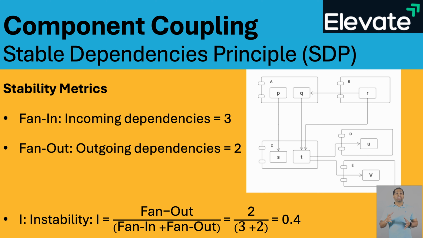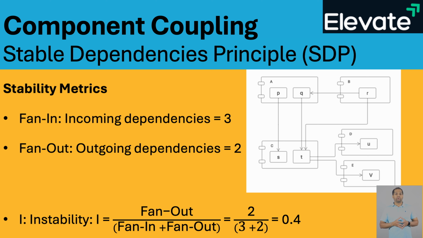So we calculate the fan in, which is the number of incoming dependencies, and the fan out, which is the number of outgoing dependencies. And we calculate this metric called instability, which is the ratio of fan out to the total of fan in and fan out. Higher the I, higher the instability of the component and vice versa.